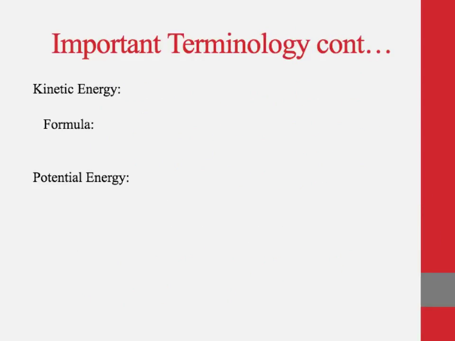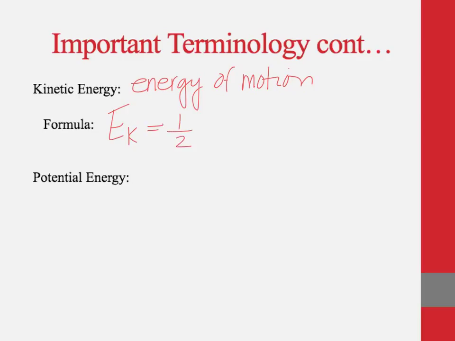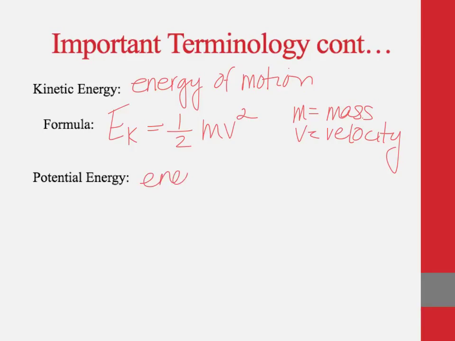Continuing with some important terminology, we have kinetic energy, which recall is the energy of motion. And the formula is KE equals 1/2 mv squared, where m equals mass and v equals velocity. And then we have potential energy, which is energy of position. And we call that stored energy.